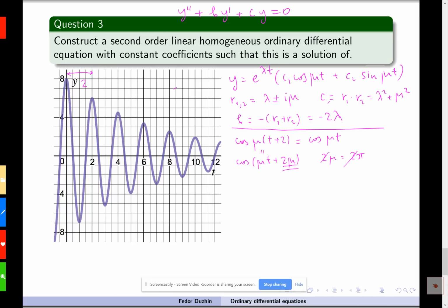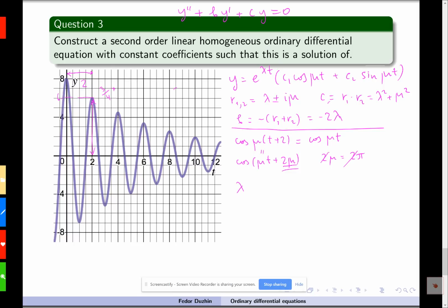How do we find lambda? To find lambda, we need to compare the amplitude of the different oscillations. The amplitude of the first oscillation is 8. The second oscillation is 6, so 6/8, which is 3/4. So the second oscillation is 3/4 of the previous one, and so on. Every next oscillation is 3/4 of the previous one.